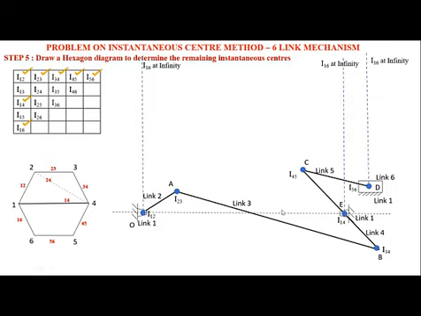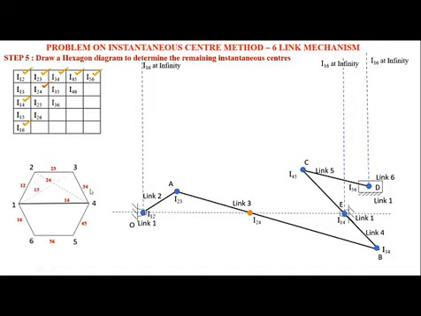Obviously these two lines intersect at one point. This point must be our I24, because I12, I24, I14 form a straight line, and I23, I24, I34 form a straight line. Both satisfy Kennedy's theorem. So now this point is our I24. We have located I24. Now we'll draw another line over here, that is between 1 and 3.